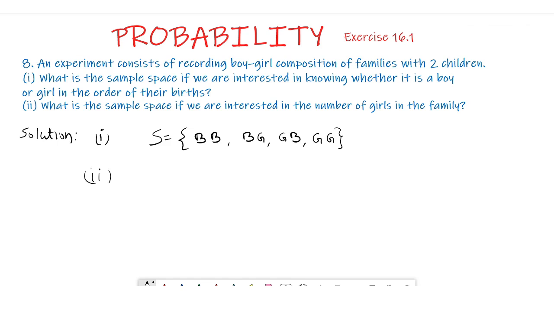Part 2 of the question: what is the sample space if we are interested in the number of girls in the family? If both are boys, then there is 0 girl. If one boy and one girl, in order of their birth, then there is 1 girl. If both are girls, then there are 2 girls. So our sample space will be 0 for 0 girls, 1 for 1 girl, and 2 for both the girls. So our sample space will be 0, 1 and 2.